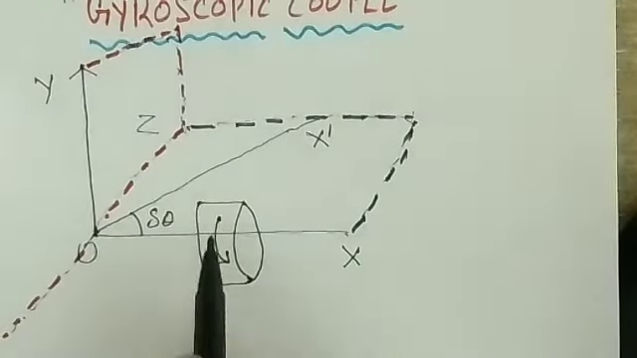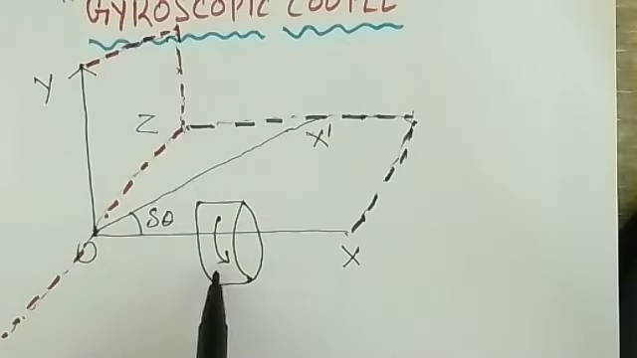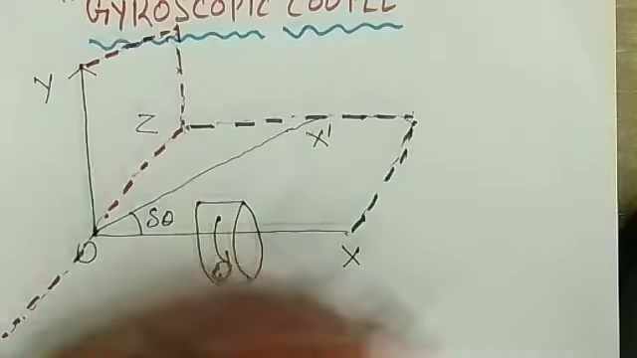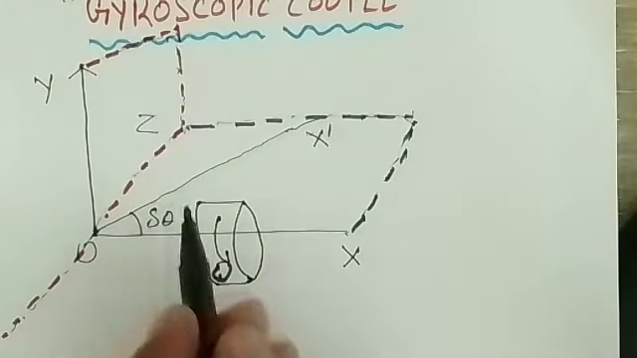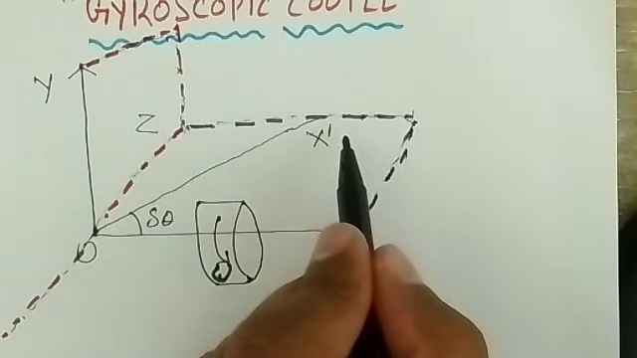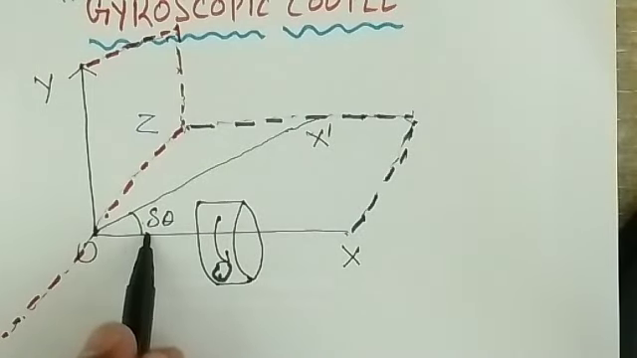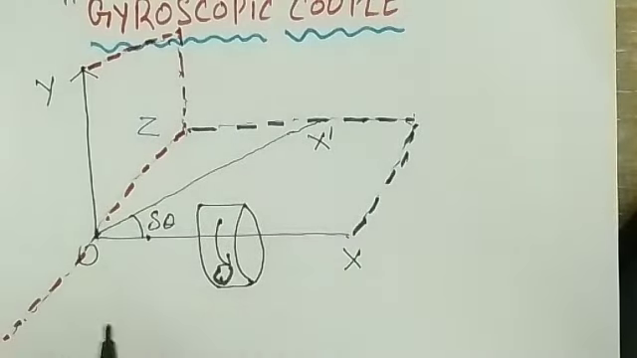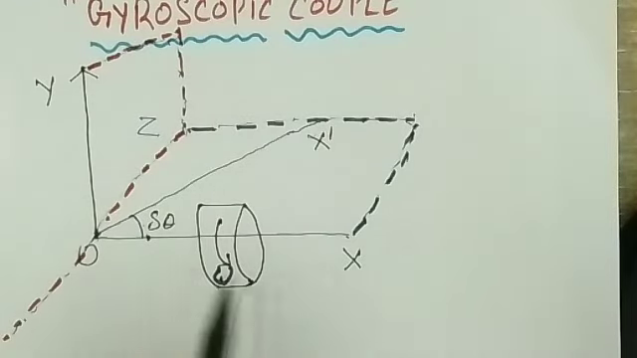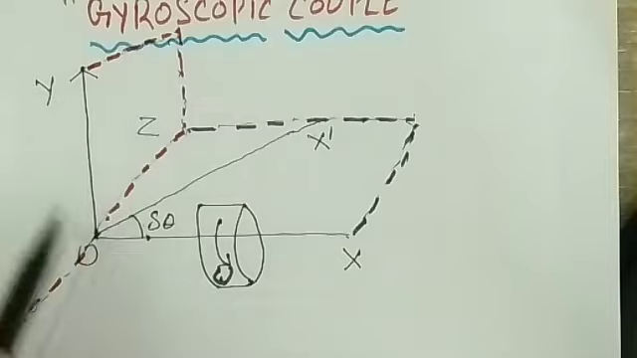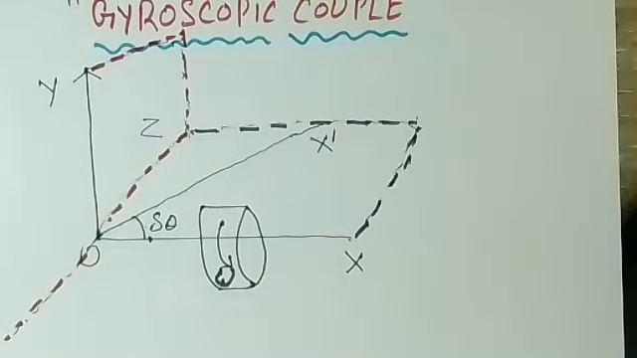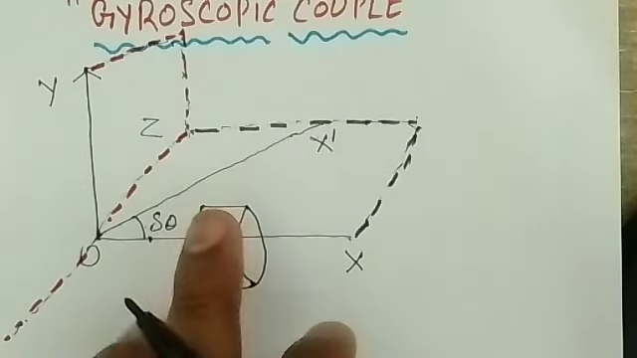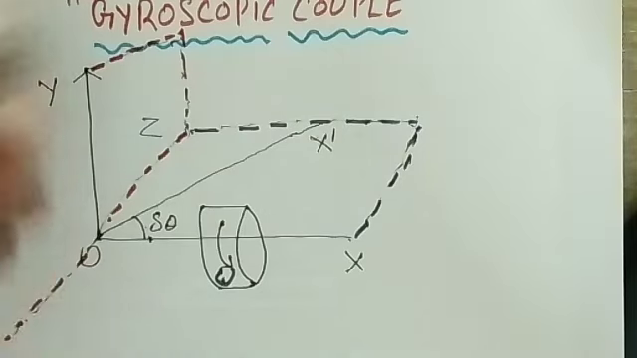Now the disc is rotating on the OX axis with an angular velocity of omega, anti-clockwise. After a certain time, let's say after delta t, the disc reaches the new position OX dash, with an angular displacement of delta theta. XOZ is known as the horizontal plane, and YOZ is the vertical plane. So here YOZ is the plane of spinning, and XOZ is known as the plane of precession. OY is the axis of precession, and OX is the axis of spin.